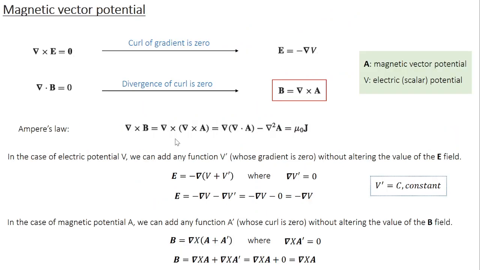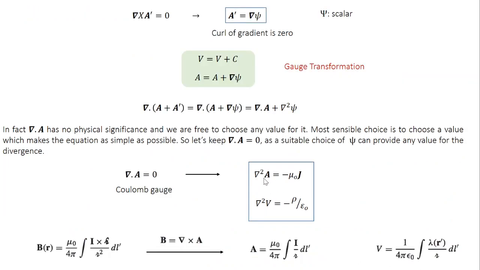And if you look at Ampere's law once again, I have a divergence of A term here. This is equated to 0, which means Ampere's law gets reduced to del square A equal to minus mu naught J. This is very similar to the Poisson's equation you derived in the case of electrostatics, where del square V equal to minus rho by epsilon naught. So the electrostatic potential and the magnetostatic potential behave almost similarly.